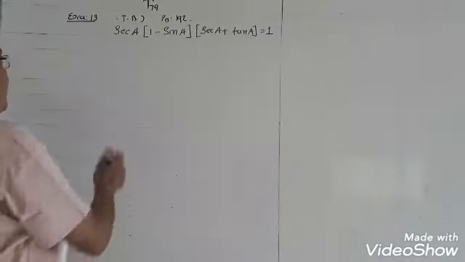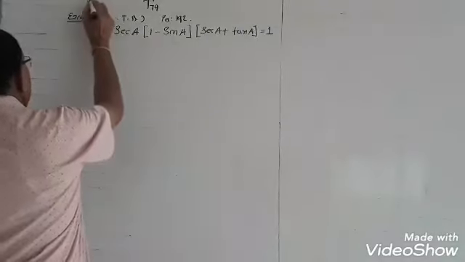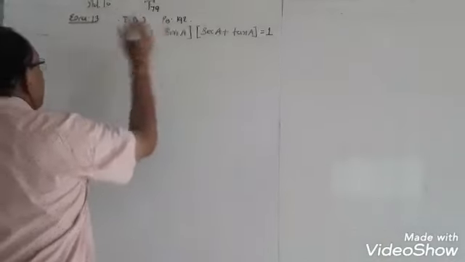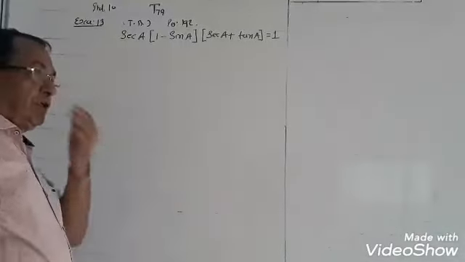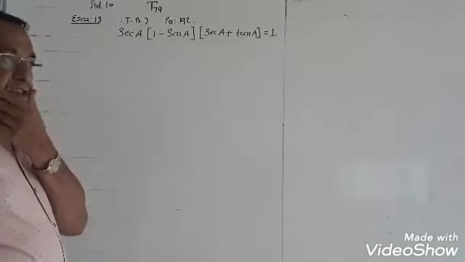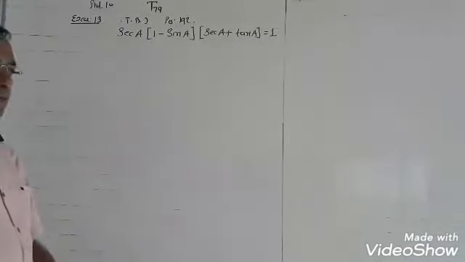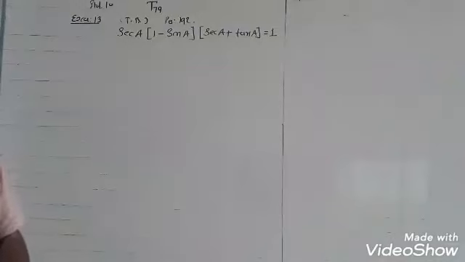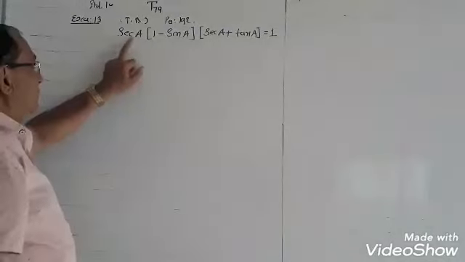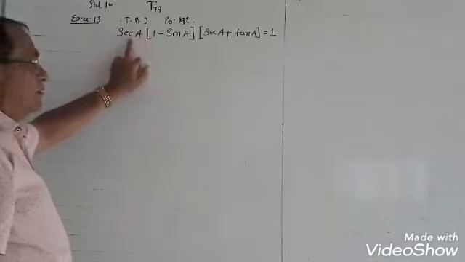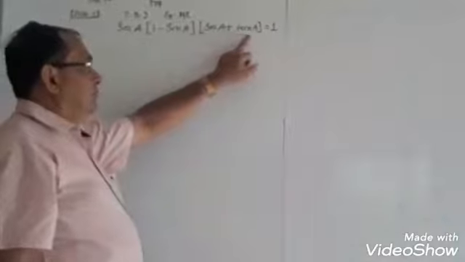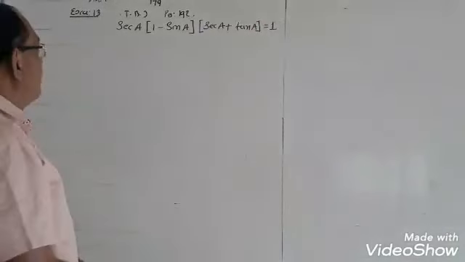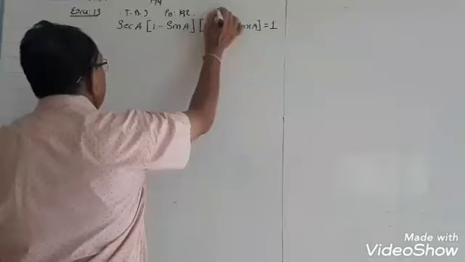Standard 10, page number 192, example number 30 from the textbook illustrations. Example 12 was done yesterday, so I will take example 30 today. (sec A minus sec A) into (1 minus sin A) plus (sec A plus tan A) is equal to 1. Prove that. You have to prove that.